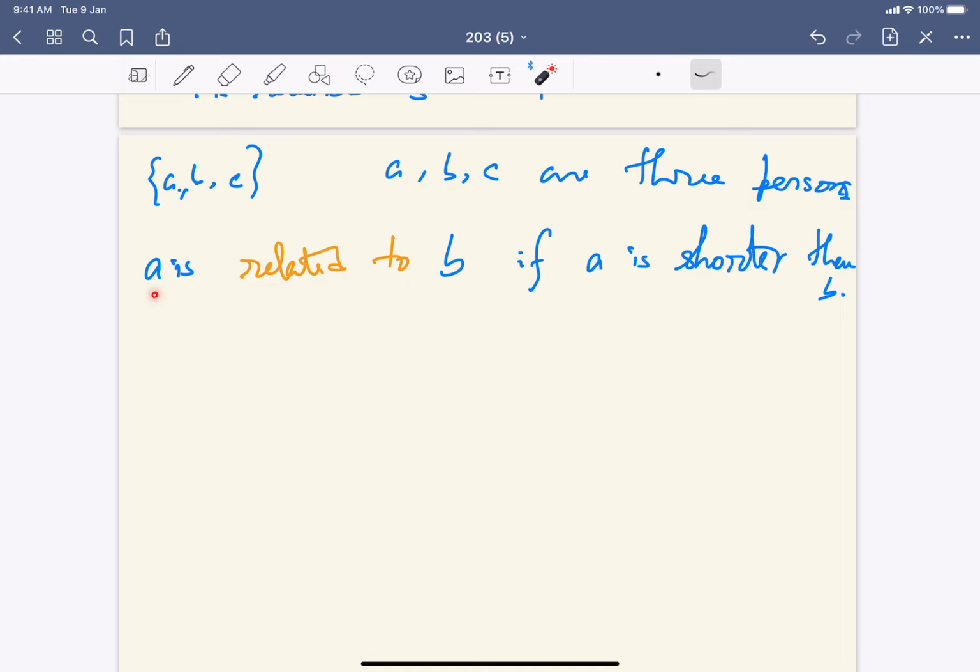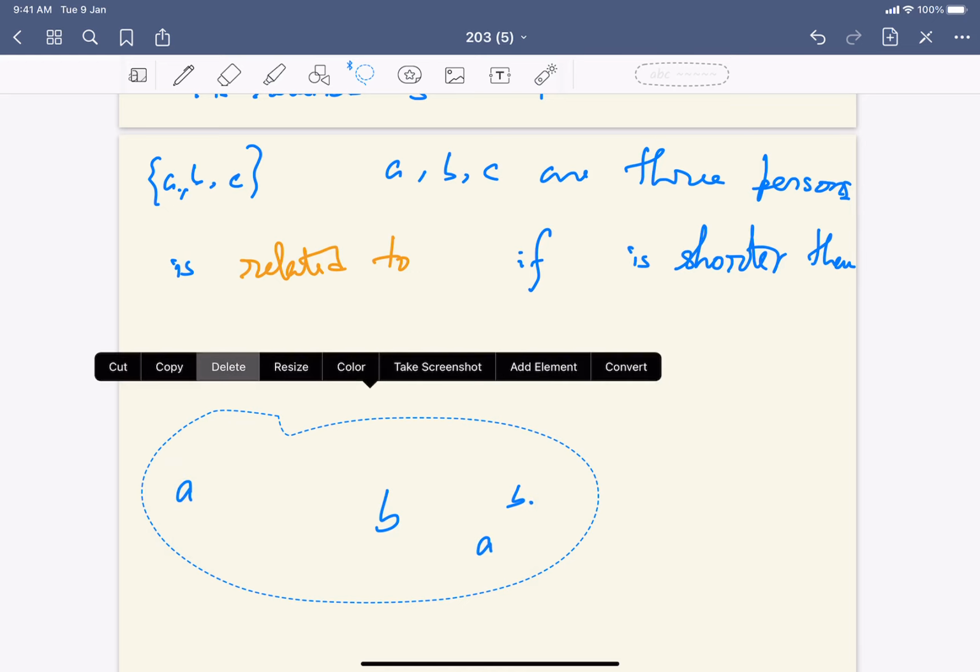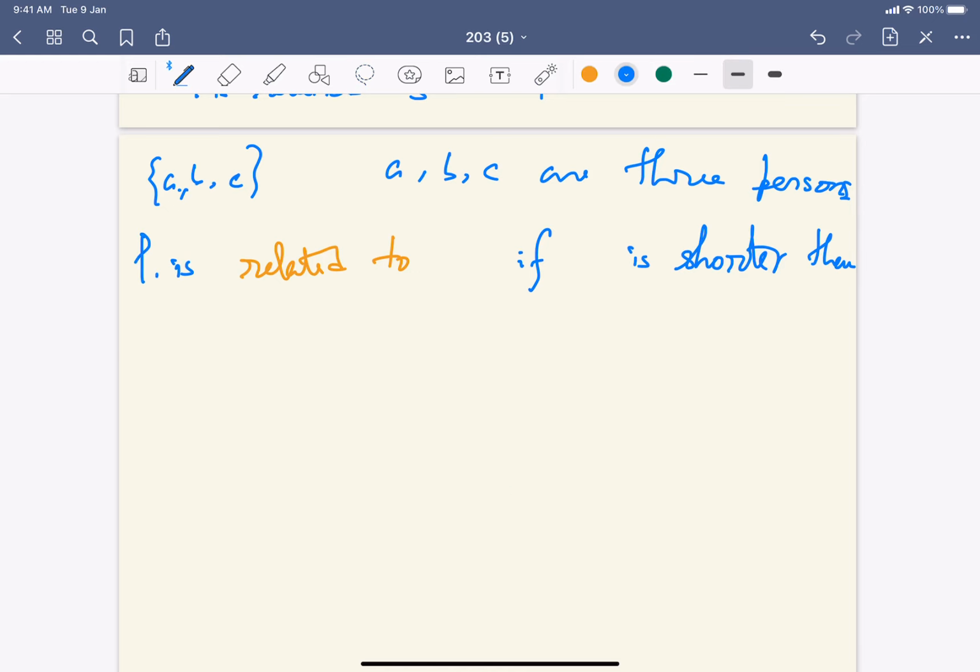Okay, so the 3 persons from this world. So you say that 2 persons. Okay. So A and B appear to be quite specific. Sorry. So I should erase this. You can say a person P1 is related to a person P2 if P1 is shorter than P2.